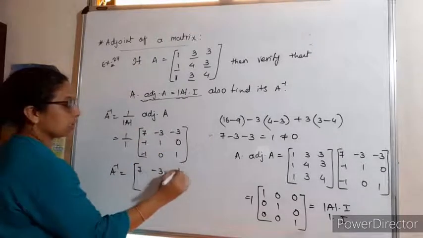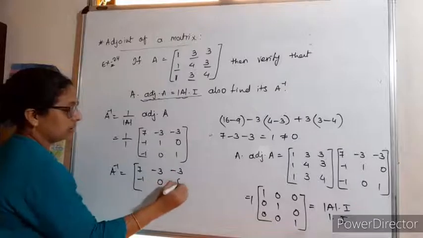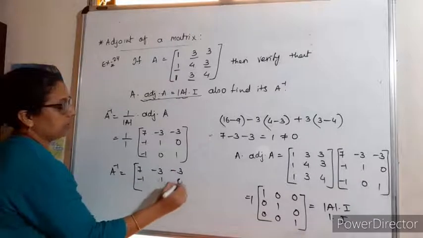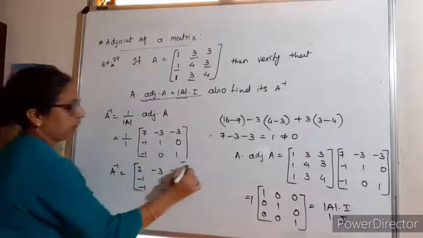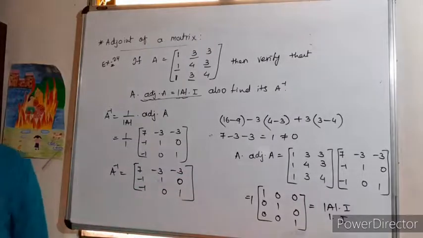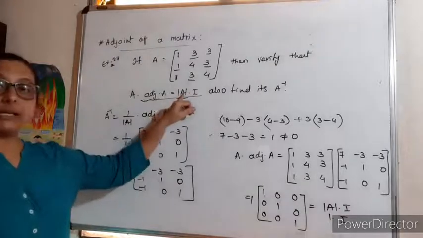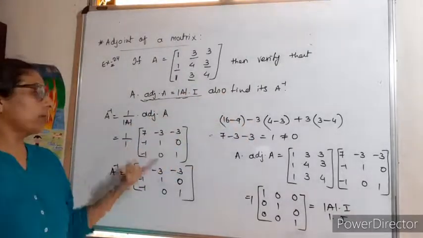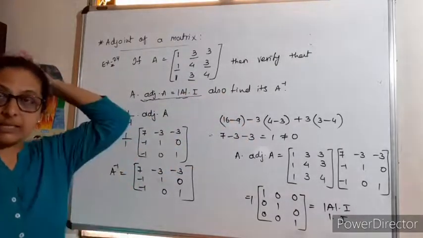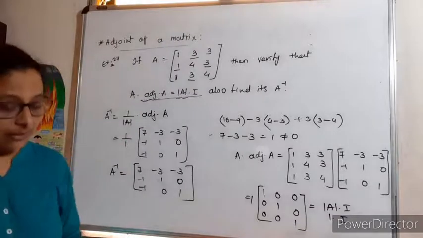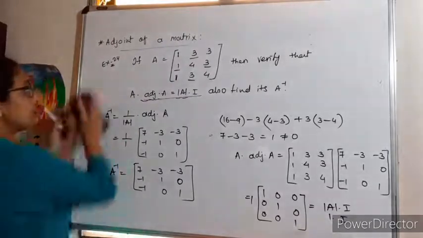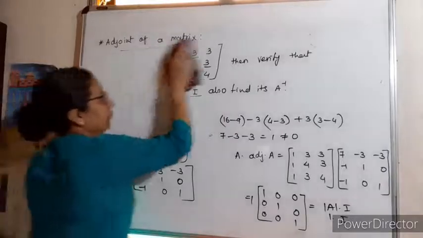If there was some fraction here, we would multiply it inside. 7 minus 3 minus 3, minus 1 1 0, minus 1 0 1. This is our inverse. You understand how to find the inverse? First we will find the determinant, then we will find the adjoint, then multiply both. That is the easiest way to find the inverse, right? This is our example 24.